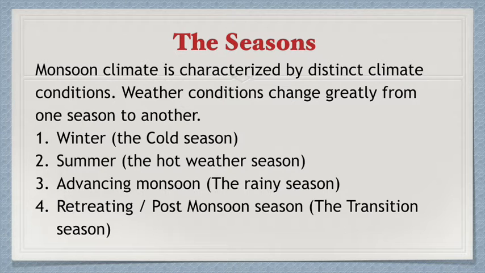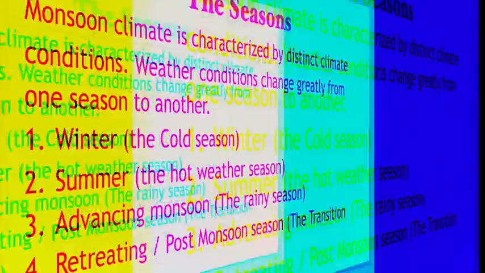Then, seasons of India. Indian climate is divided into 4 seasons. One is winter, the cold season; the summer, hot weather season; next, the advancing monsoon season; and the retreating or post-monsoon season, otherwise called the transition season.